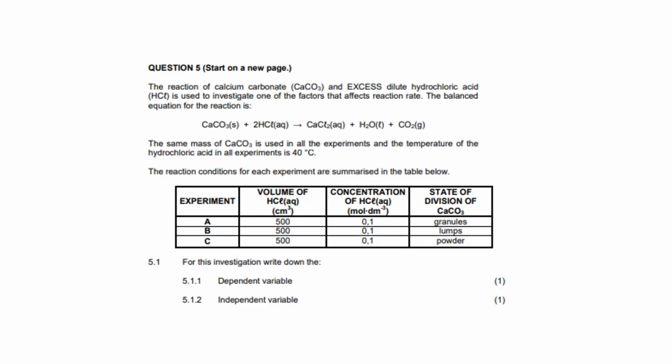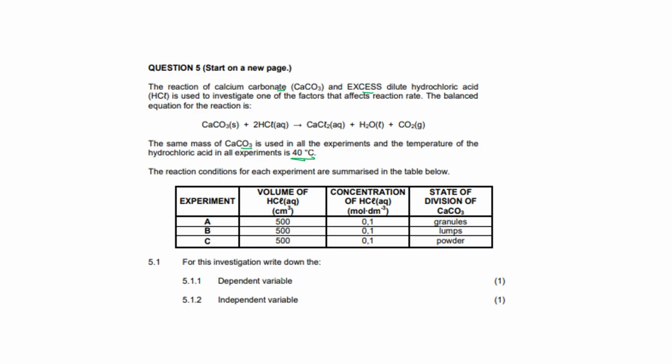The reaction of calcium carbonate and excess dilute hydrochloric acid is used in the investigation of one of the factors that affects reaction rate. And they give us the balanced equation, lucky us. The same mass of calcium carbonate is used in all experiments and the temperature of hydrochloric acid in all experiments is 40 degrees. The reaction conditions were summarized right here.